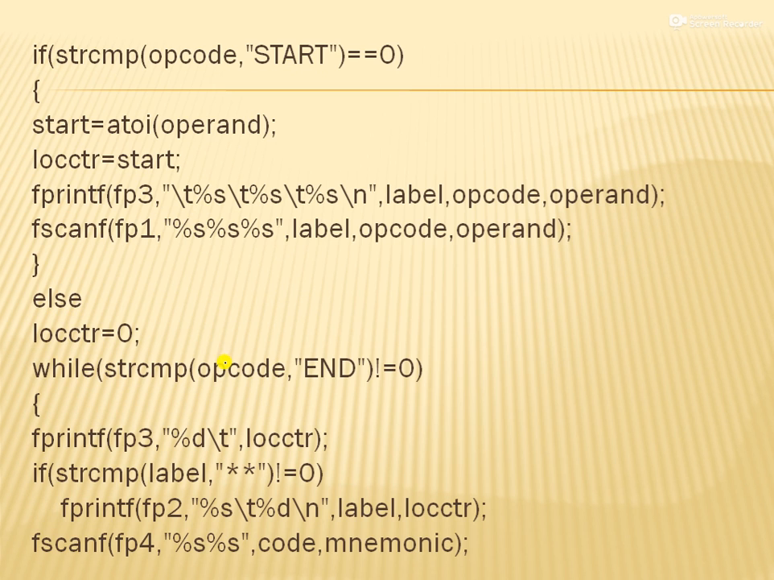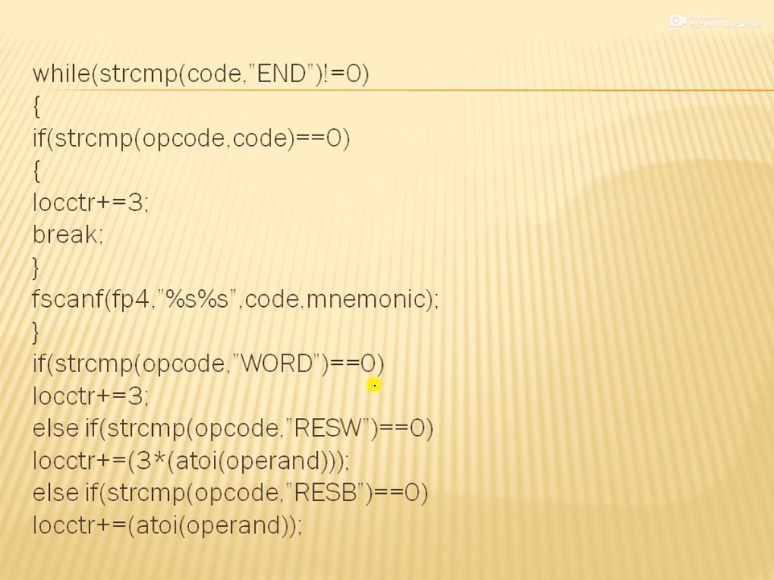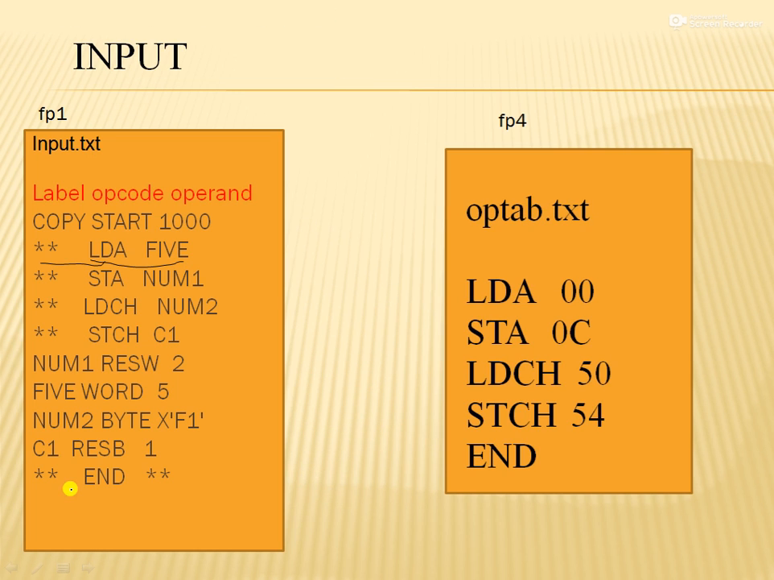You're checking whether the opcode value is end. Here also you can see in the input file the last statement should be star star END star star. Star star means that only in the opcode portion there is a value. Wherever there is no value in the label and operand, we are just giving a symbol star star. We are just checking whether it is star star or not. Instead of star star you can use any other symbol. So the last statement should be star star END star star, and we are checking till this END.